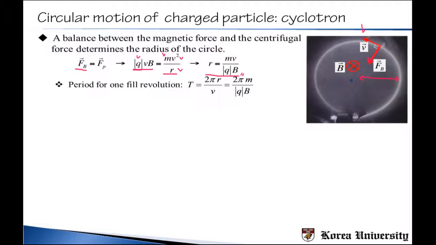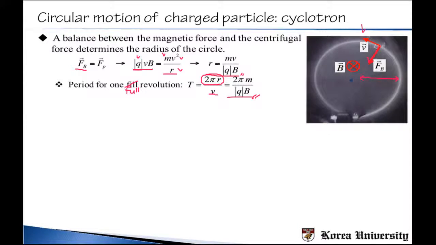Period for one full revolution. This was a typo. The period of one full revolution is the time taken to make one complete circle. We can calculate this value by dividing the length of the full circumference by the velocity. One full circumference is of course 2 pi r, so if you divide by v, this is what you get. Maybe I don't have to explain; you can just watch it or read it.